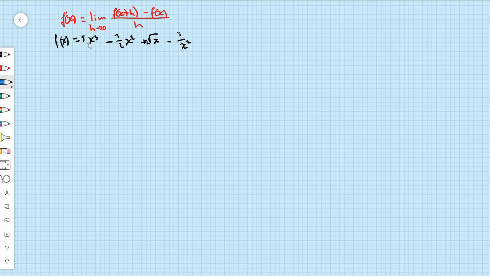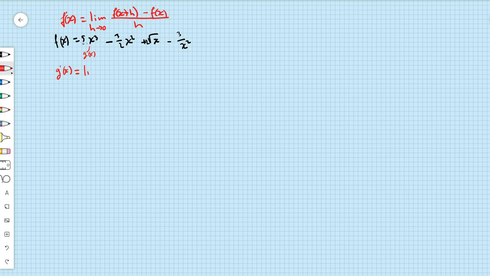So in this problem we'll do it term by term. That way you get an idea about how to do a radical function or a rational function or a regular polynomial. So let's use this first term, 5x cubed. I'll call this g of x, right? So I'm trying to find g prime of x using the derivative formula definition.